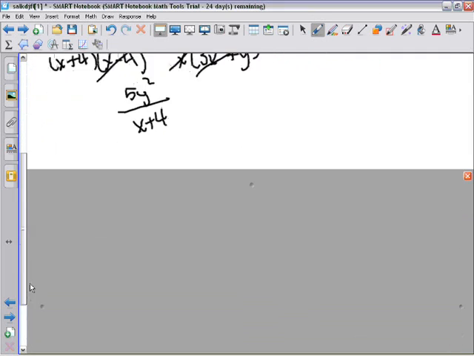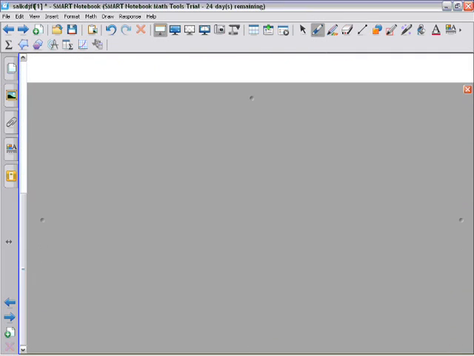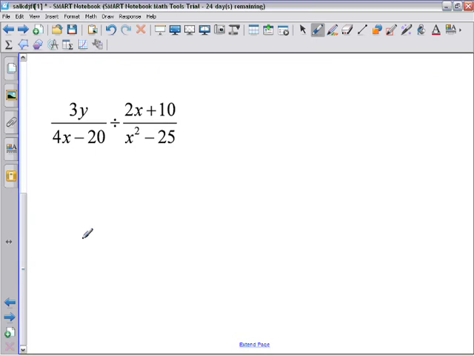Let's look at the second example: 3y divided by 4x minus 20, divided by 2x plus 10 divided by x squared minus 25. First you have to multiply by the reciprocal to get 3y divided by 4x minus 20, times x squared minus 25, divided by 2x plus 10.